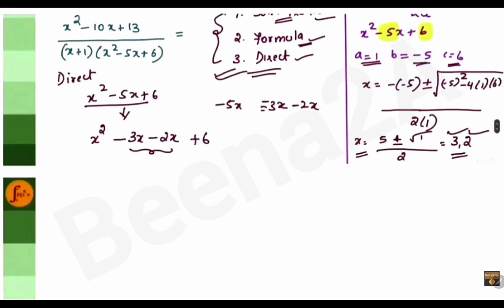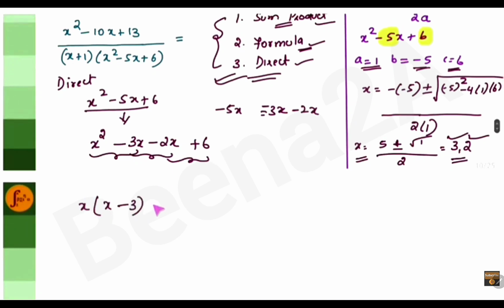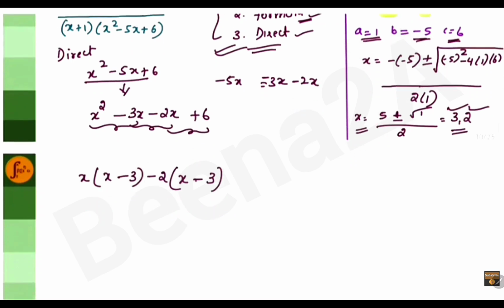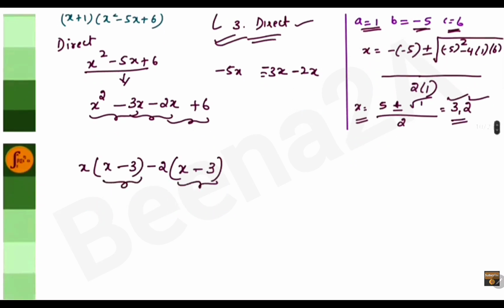This is another way. Now here I'll take common factor. Between these two I can take x as common, so I'll get x minus 3. And between these two I can take minus 2 as common, so I'll get x minus 3, since the minus has been taken out. Now if you notice, again x minus 3 is common, so I'll get x minus 2. So the factors are x minus 3 and x minus 2.